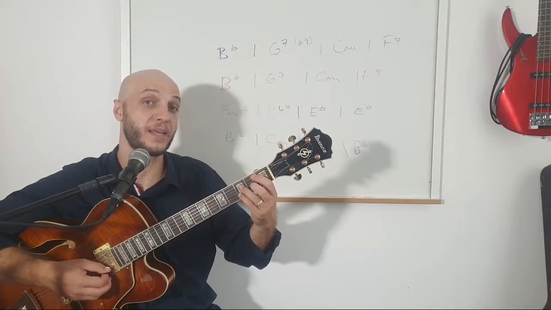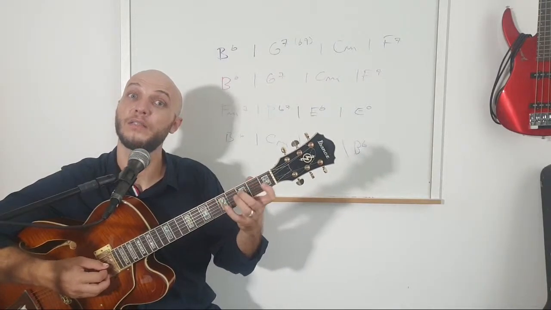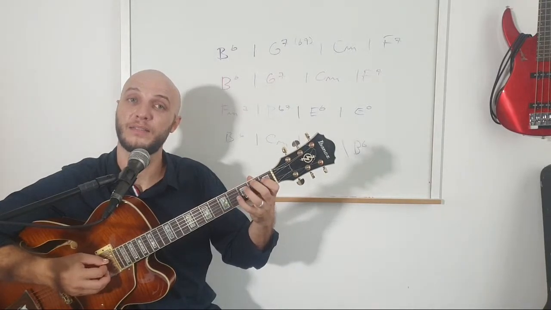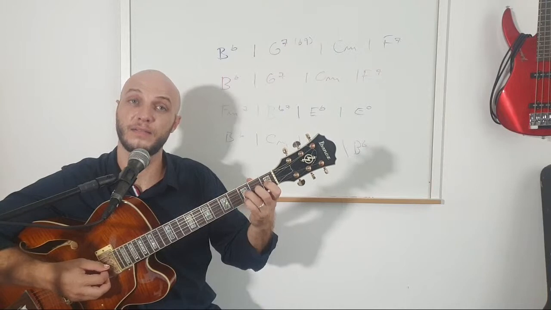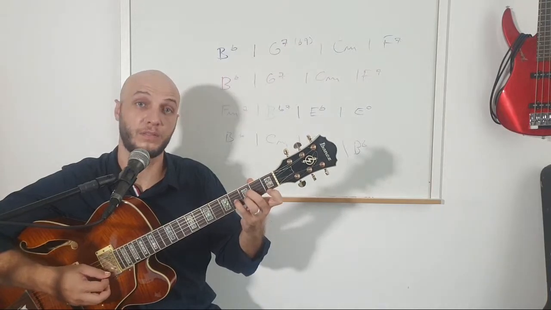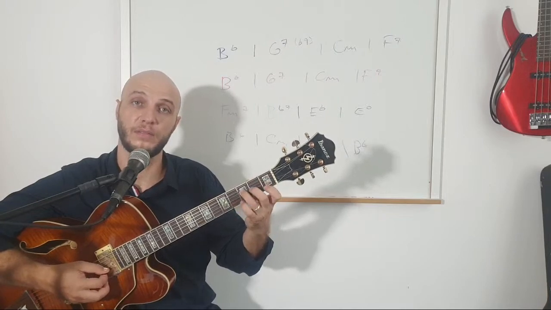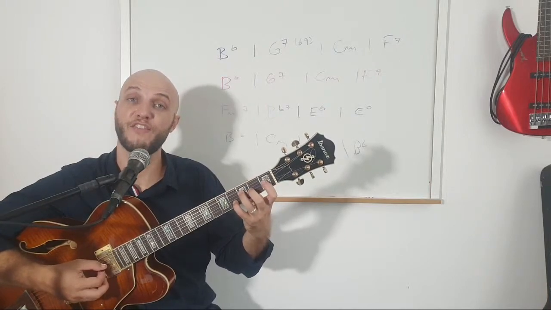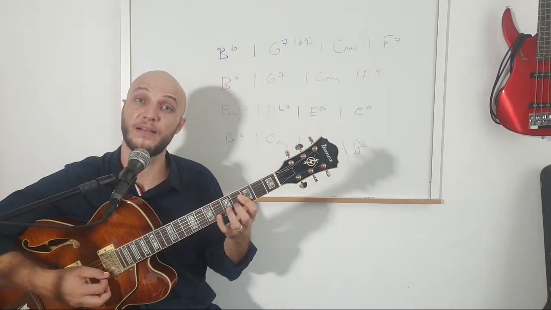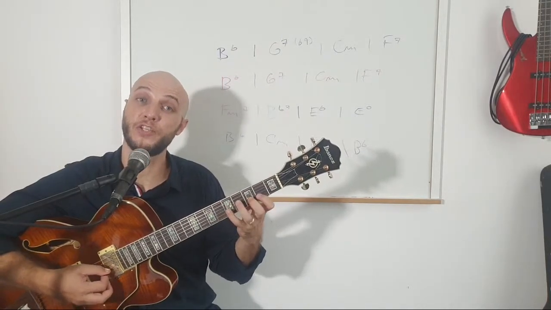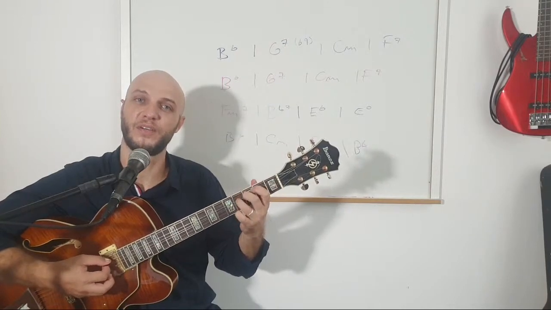So if I'm here, I'm going to play a line, could be an arpeggio, and then the G, and then C, and then F, and then B flat, G, C minor, F dominant, and then F minor, B flat, E flat, diminished, 1, blues.